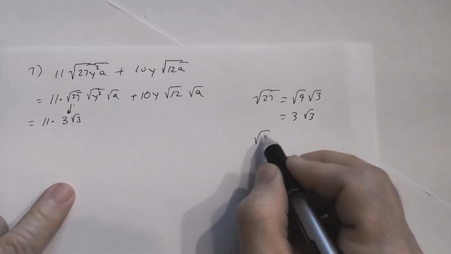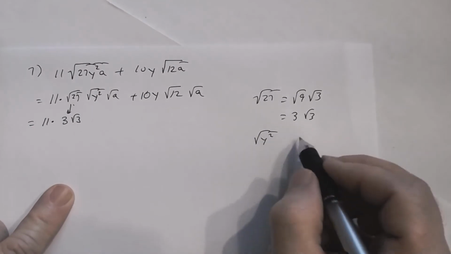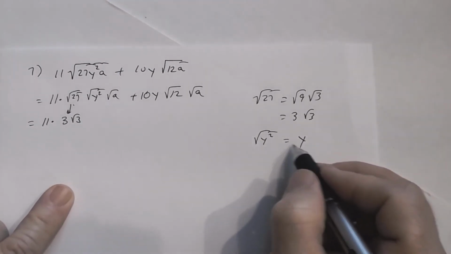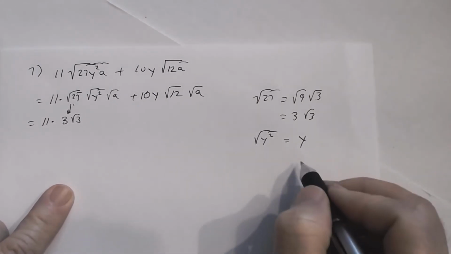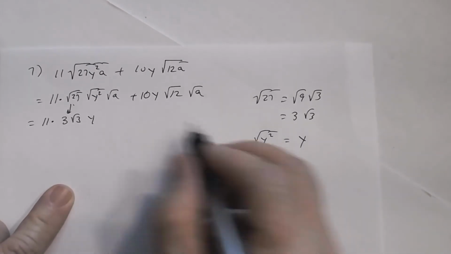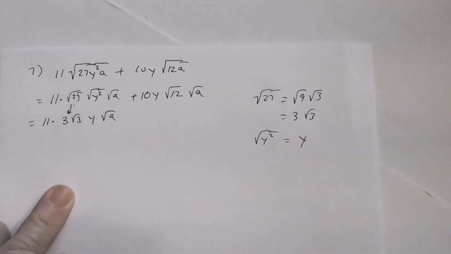Now let's talk about the square root of y squared. Can I simplify that? Yes, because the exponent is greater than or equal to the index. So remember, you're asking yourself, what times itself is y squared? Well, y times y is y squared. So that's y right here. And then can I simplify the square root of a? No, because the exponent of 1 is less than 2. Okay, so that's what we have.